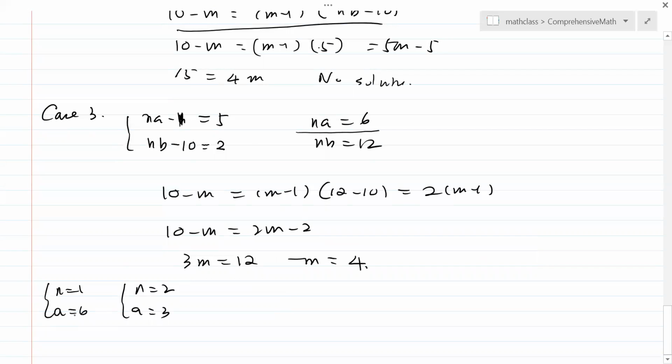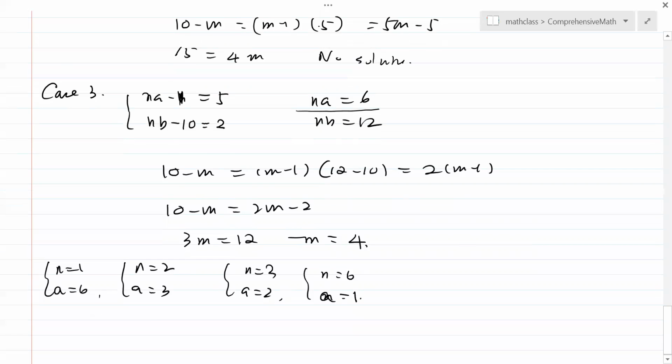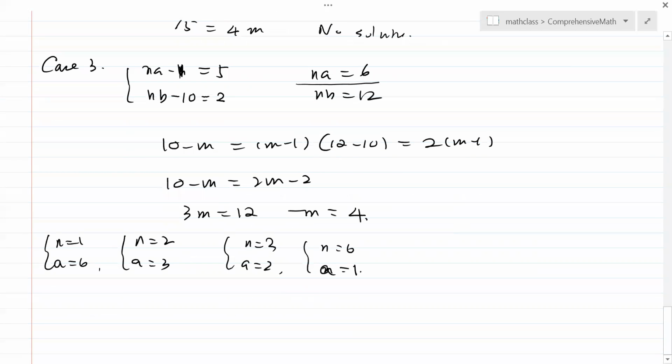Let's try each of them. Then n equals 3 and a equals 2. N equals 6, a equals 1. So we have to try each of the cases to see if we're able to solve the problem. So let's go back to the original equation. The equation is a.